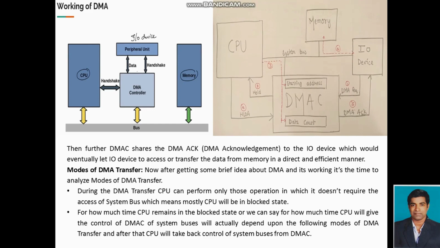Now the modes of DMA transfer. After getting some brief idea about DMA and its working, it is time to analyze the modes of DMA transfer. During DMA transfer, the CPU can perform only those operations in which it does not require access to the system bus, which means mostly the CPU will be in a blocked state. For how much time the CPU remains blocked, or for how much time the CPU will give control of the system buses to the DMAC, depends upon the following modes of DMA transfer. After that, the CPU will take back control of the system buses from the DMAC.